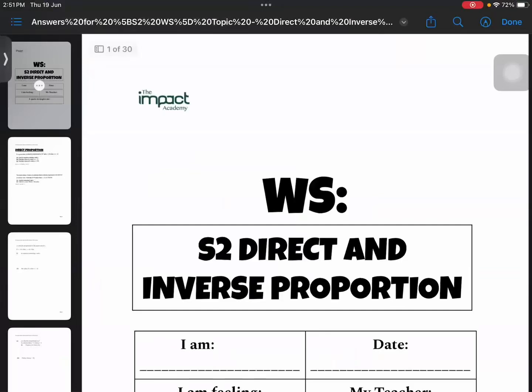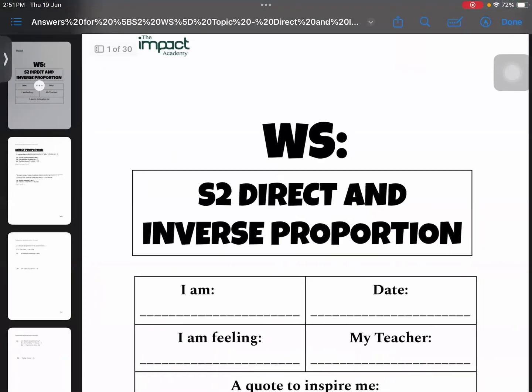Okay, hi everyone. Today we are looking at direct and inverse proportion. Even though it's secondary 2, we can definitely apply whatever knowledge we have over here into secondary 3 and secondary 4.